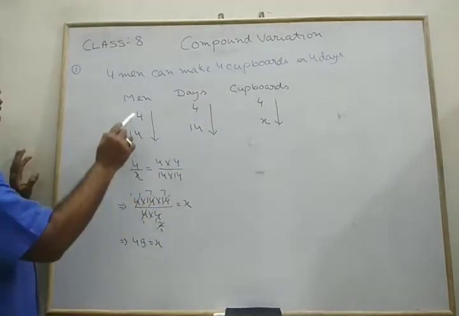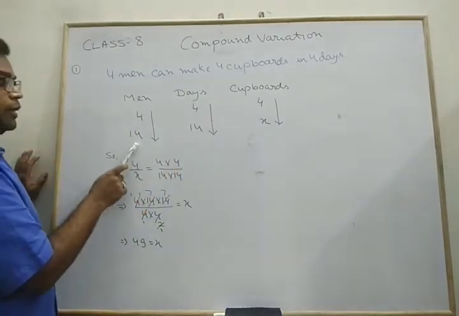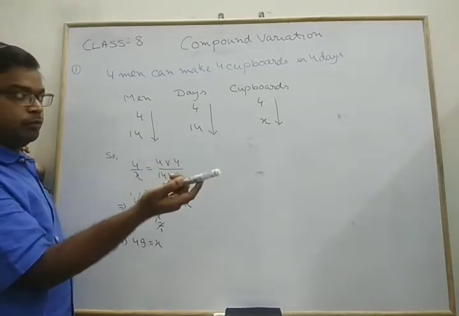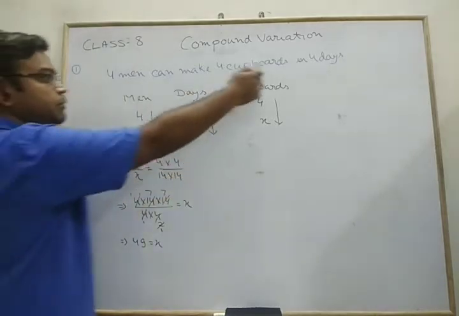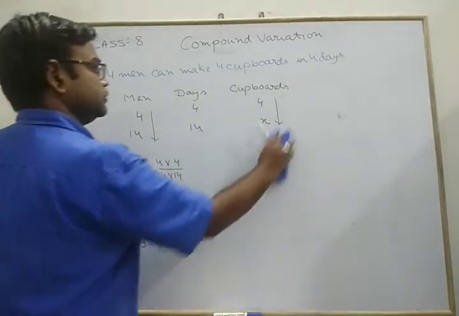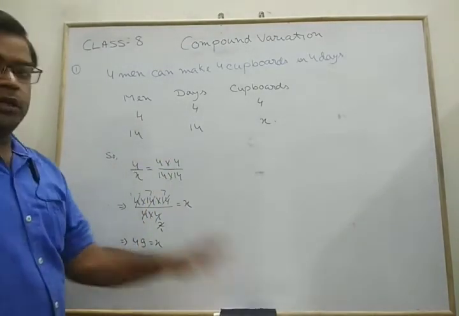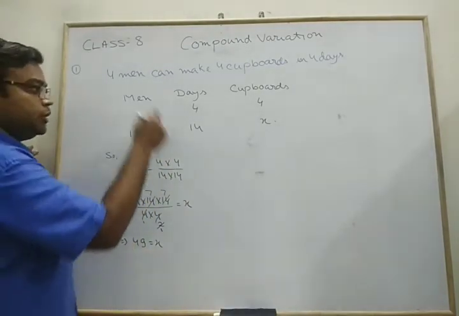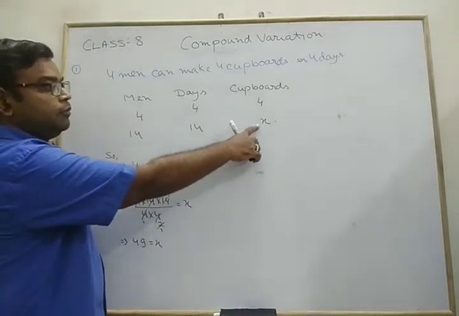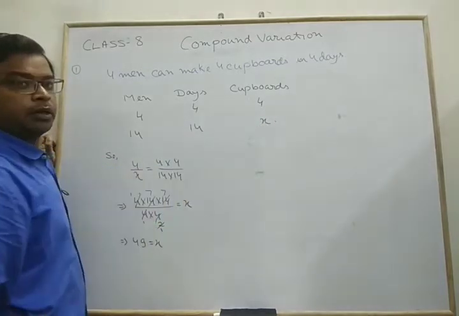As we know, 4 men in 4 days make 4 cupboards. The question asked is: 14 men in 14 days make how many cupboards? So we first arrange them together. Let me rub this out. Next is important. Always remember when plotting the arrow, we must be careful, and compare with the unknown part. This is your unknown part, cupboard.